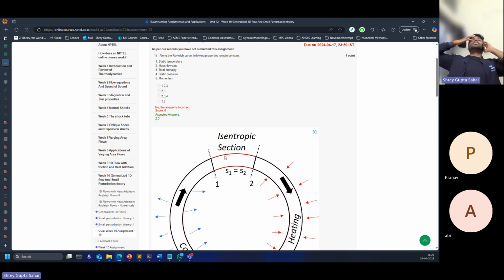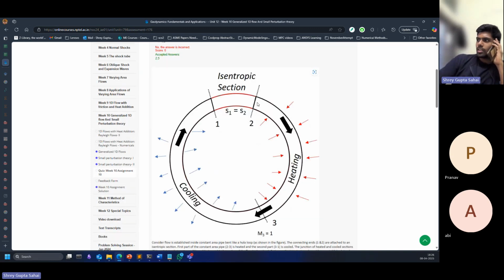An isentropic section with a constant area. So if it is supersonic, it goes to subsonic. If it cools down, it's subsonic there. And then from subsonic, how can it reach supersonic conditions? A constant area.